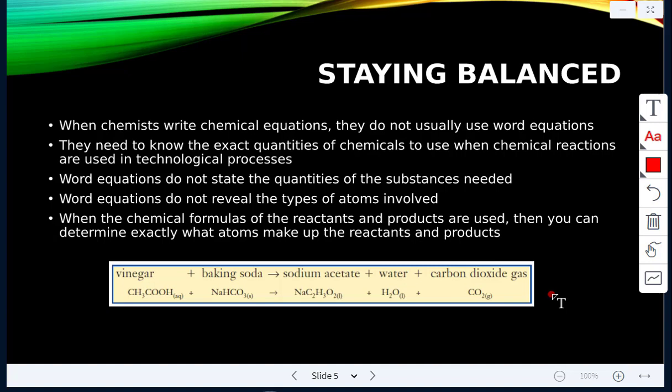When the chemical formulas are used, however, for vinegar, it's CH3COOH, aqueous, plus baking soda, which is NaHCO3, a solid. It produces sodium acetate, which is NaC2H3O2, a liquid, plus water, which is H2O, liquid, plus carbon dioxide gas, which is CO2 with the subscript g representing gas. When it's written this way with chemical formulas of the reactants and products, then we can determine exactly what atoms are making up the reactants and the products.